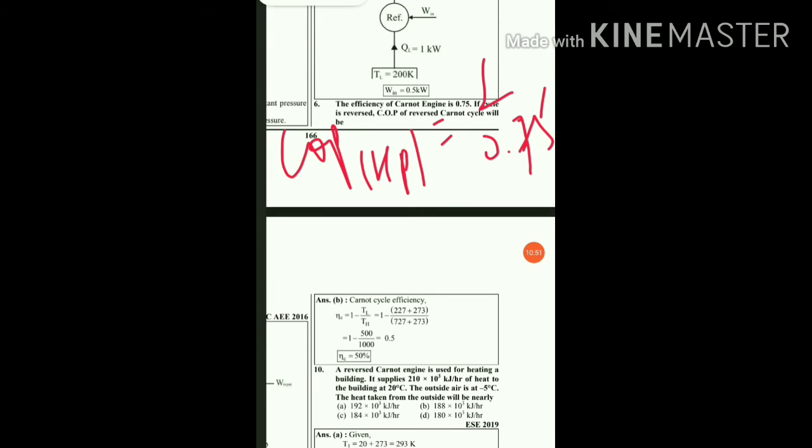Then the next question: the efficiency of a Carnot engine is 0.75. If the cycle is reversed, the COP of the reverse Carnot cycle will be. So first of all, you must know that the COP of a heat pump is the reciprocal of the efficiency of an engine. The efficiency of the engine is 0.75. A reverse Carnot cycle means the device works like a heat pump. So its COP will be 1 upon 0.75.